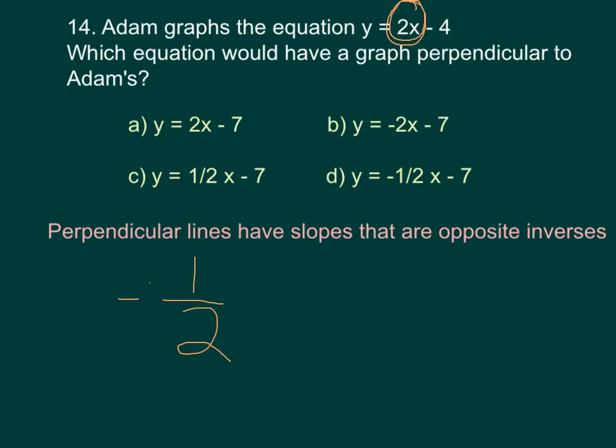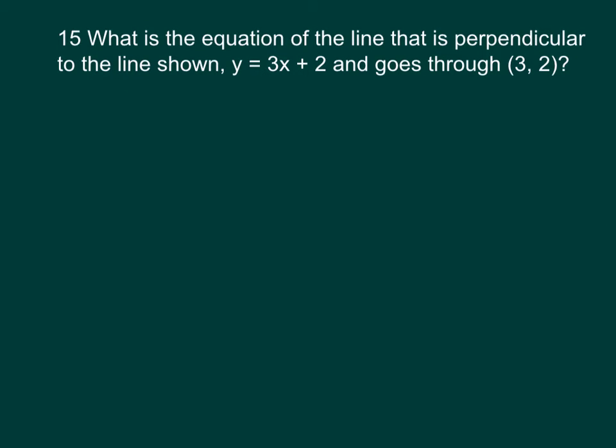If we look at the options available to us, that has a slope of 2, that has a slope of negative 2, this has a slope of 1/2, and D, the correct answer, has a slope of negative 1/2. Question 15 asks us, what is the equation of the line that is perpendicular to the line shown, y equals 3x plus 2, and goes through 3, 2.